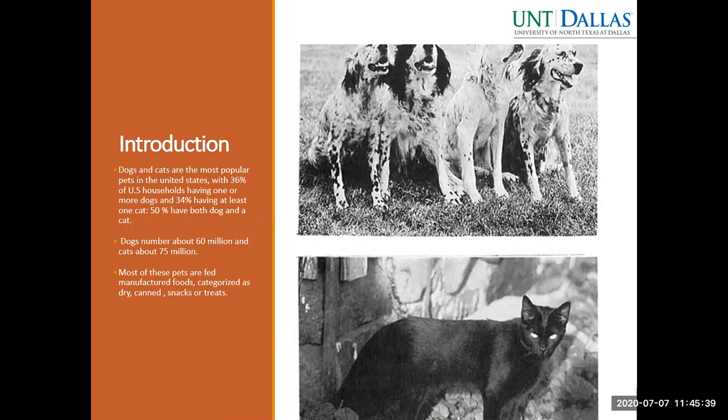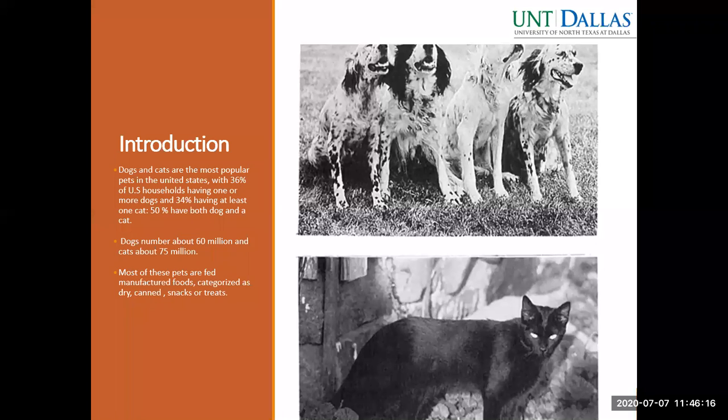So, a brief introduction about dogs and cats is that we all know they are the most popular pets in the United States, with 36% of US households having one or more dogs and 34% having at least one cat. So 50% have both dogs and cats. They were domesticated and have been companions of humans for over 10,000 years and were even interred with humans about 12,500 years ago.